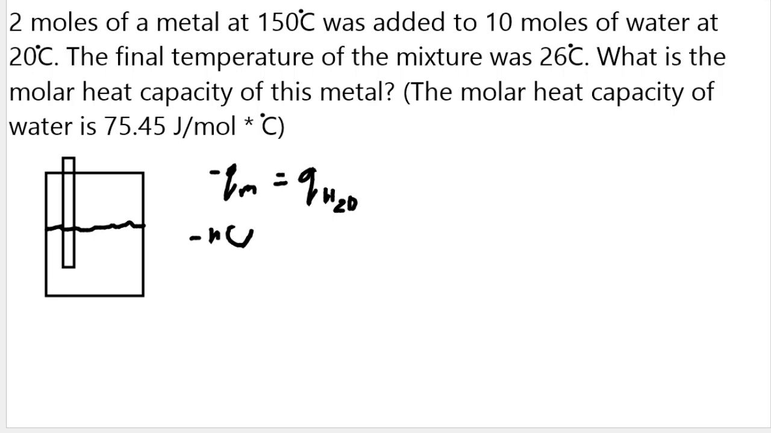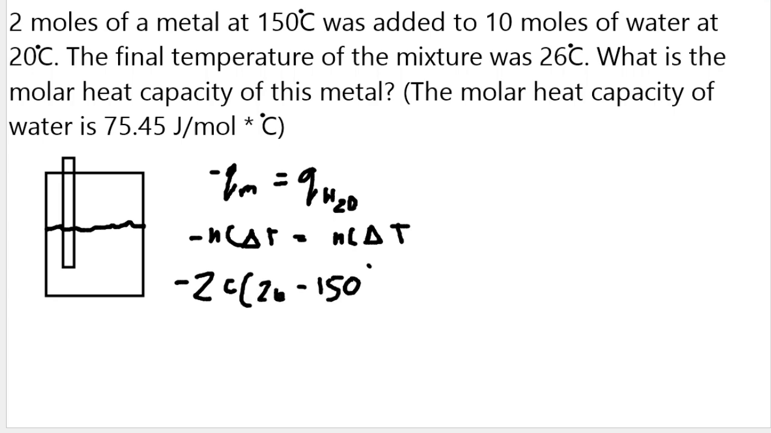So to do this, what we're going to do is set them equal because it will reach a thermal equilibrium. We're going to put a negative on one of the equations. Let's put it on the metal, and then we can solve for the molar heat capacity of the metal. So we can just plug in what we were given: the moles of metal and the temperature change. It's going to be 26 minus 150, and we have here 10 moles. We also have the molar heat capacity of water, and the change in temperature of 26 minus 20. That's going to be 6 degrees.